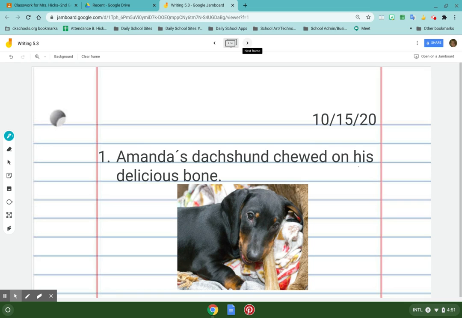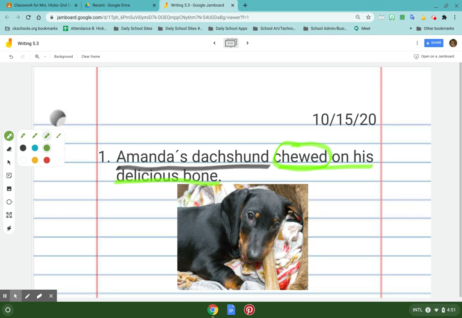Amanda's dachshund chewed on his delicious bone. All right, do you know what the subject is? Well, it's that cute little dachshund. What is the little dachshund doing? It is chewing, chewed, past tense. What is it chewing on? On his delicious bone.